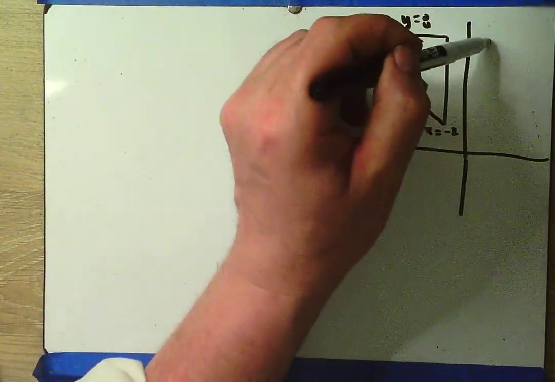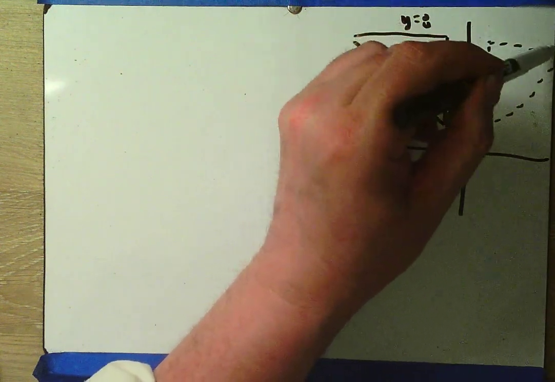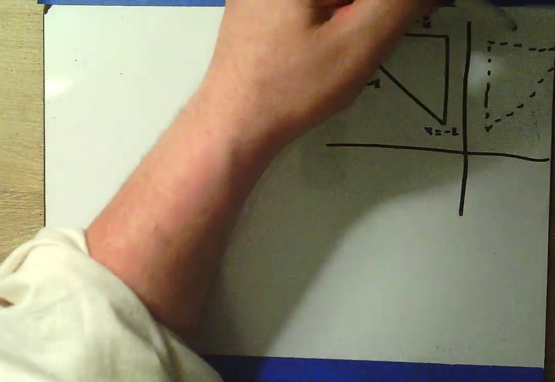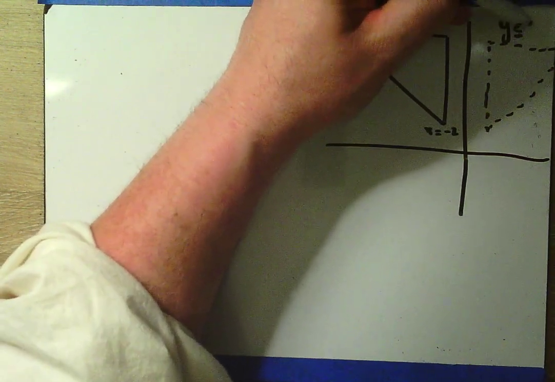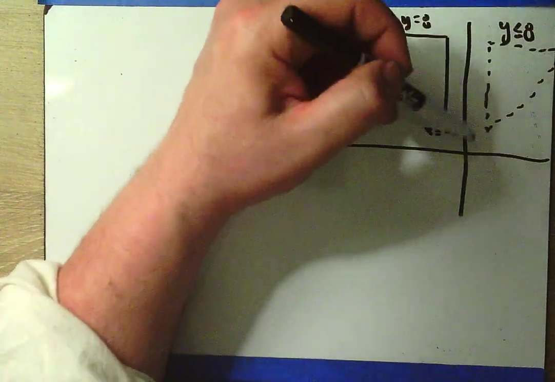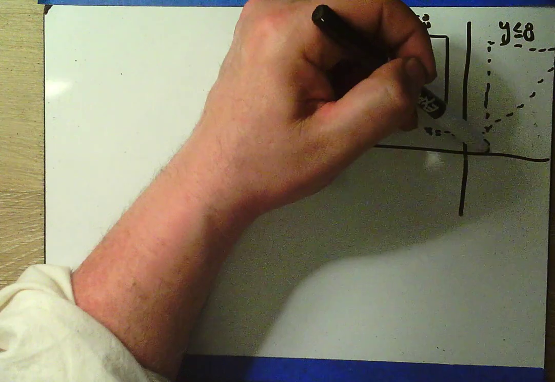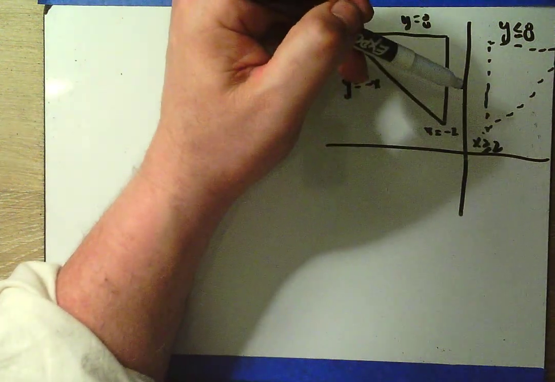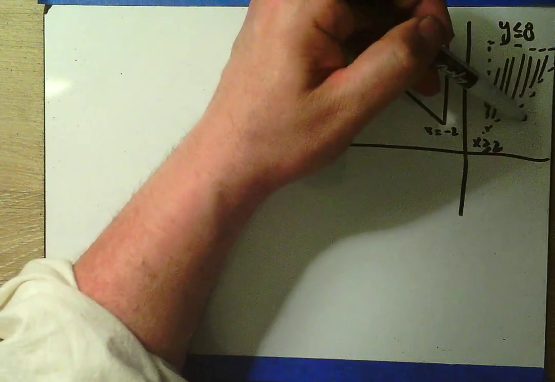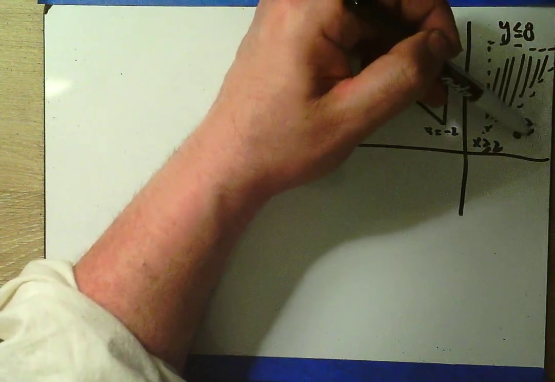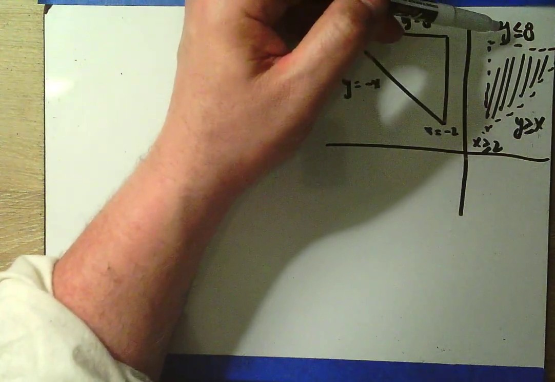So if we reflect this across here and look at this, we're still looking at being below 8. And now, instead of negative 2, we're over here at positive 2. X would be greater than or equal to positive 2. And we want to be above this line, so we want y is greater than or equal to x. So which is this?